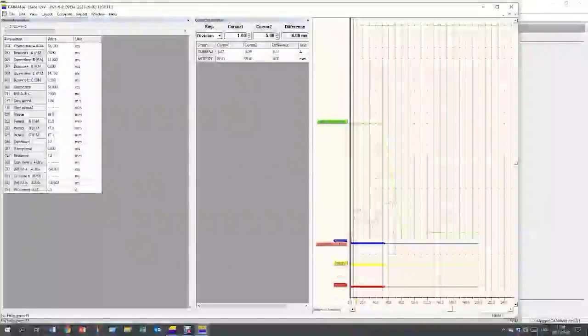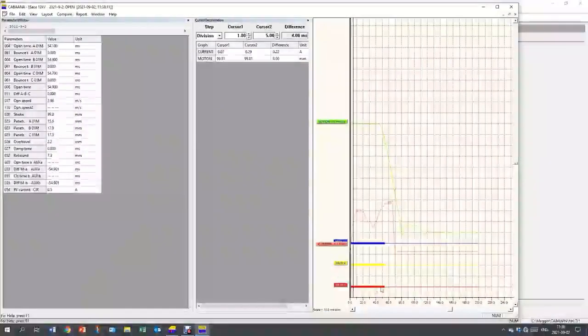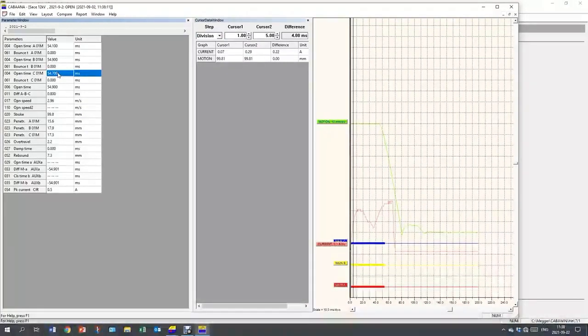And again, here I get the timings. It opens about 45 milliseconds. And the red coil current and the green motion. I also can see here in the parameter list that I was saying wrong. It was actually about 54 milliseconds. It's easier to see it in the list format. And the maximum current was 0.5 amp.